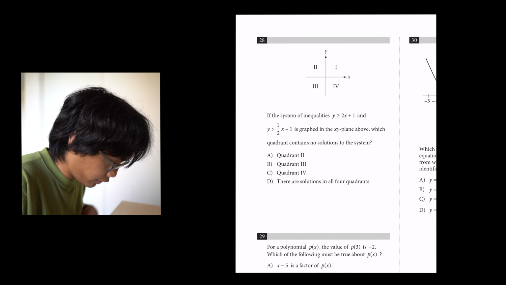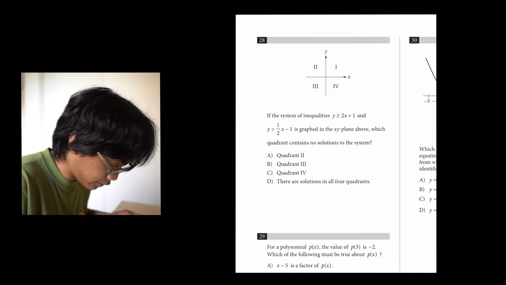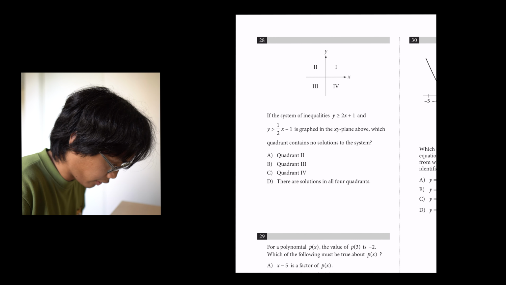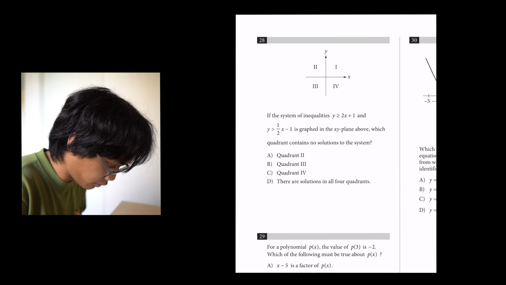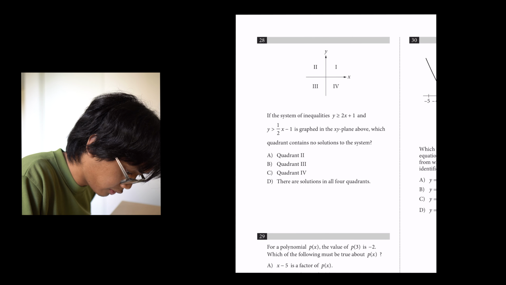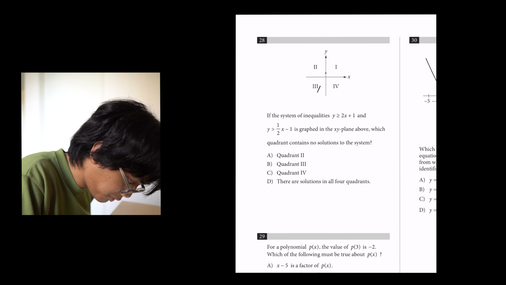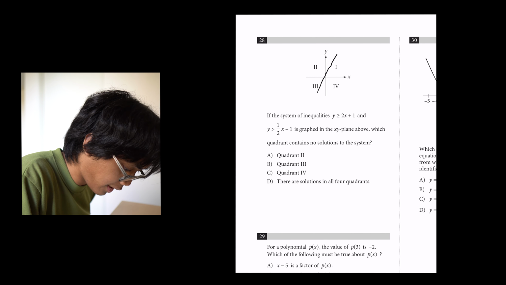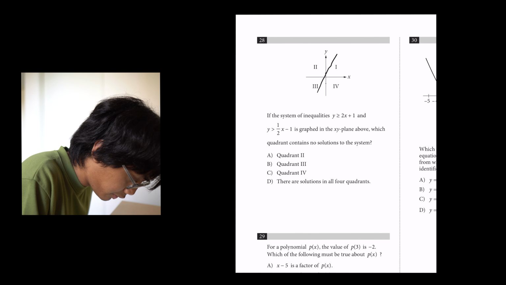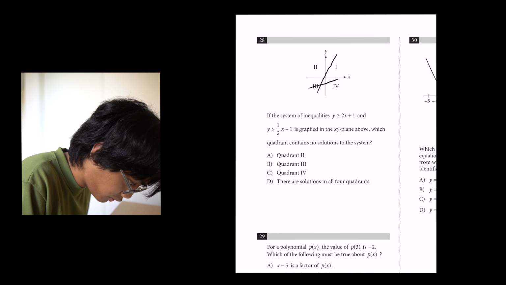All right, if the system of inequalities y is greater than or equal to 2x plus 1 and y is greater than 1/2 x minus 1 is graphed, which quadrant contains no solutions? So we can kind of just sort of graph it. So we'll have y is greater than 2x plus 1. Kind of estimate 2x plus 1 to be like that. We also have 1/2 x minus 1, which is about here, smaller slope like that.